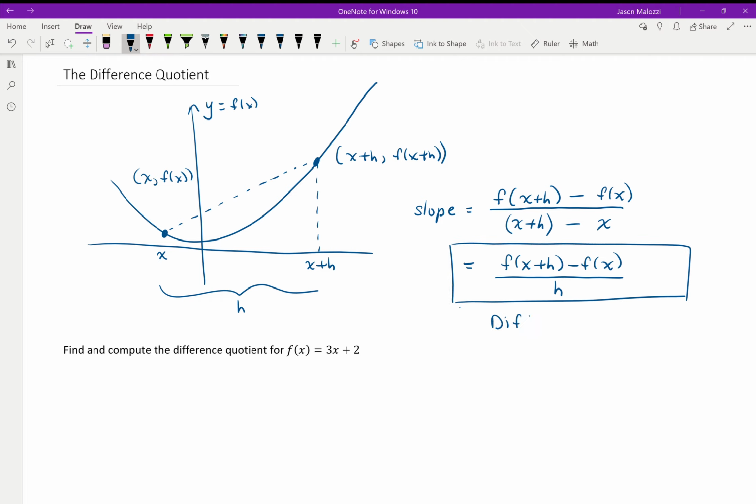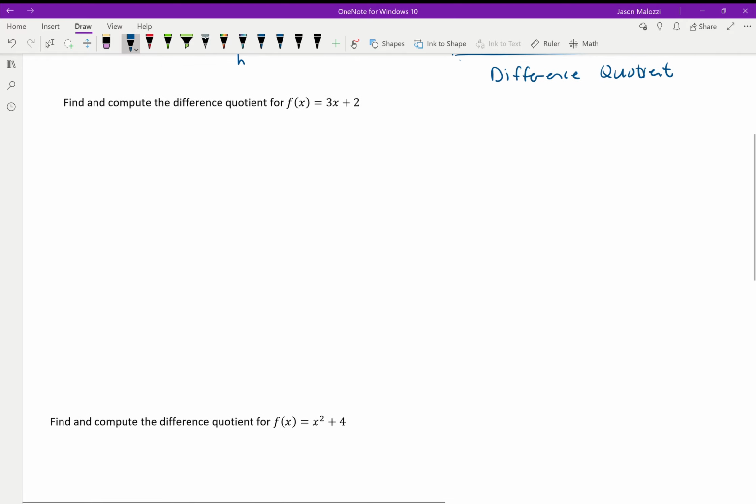So there's really no need to go back to the picture anymore, but this is what it means for all of these different functions. So it's basically pick any 2 random points and find the average rate of change where you just call one x and one x plus h. So we're just going to look at a couple examples.